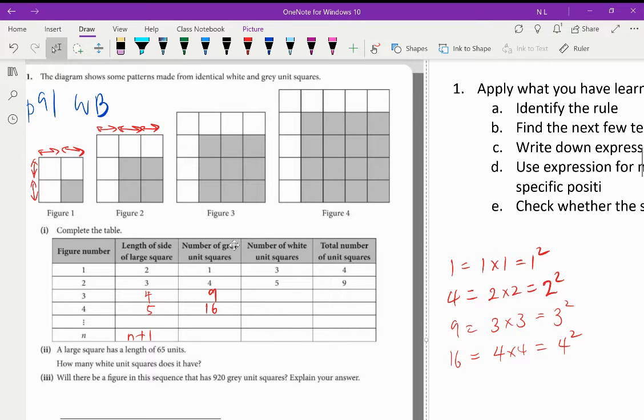So let's check for the figure number. Does it have any relation to the numbers over here? When it's figure number 1, it is 1 square. When it's figure number 2, it is 2 square. When it's figure number 3, it is 3 square. When it's figure number 4, it is 4 square. So when it's figure number n, it is n square.